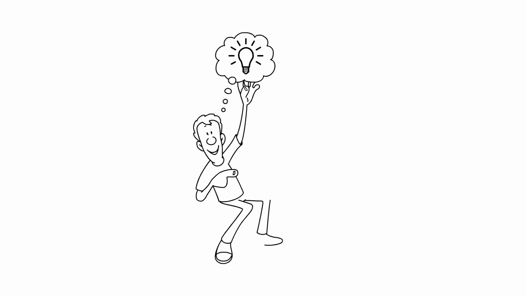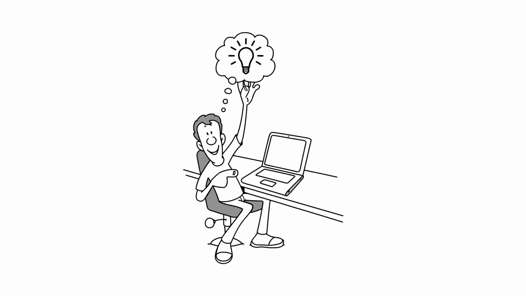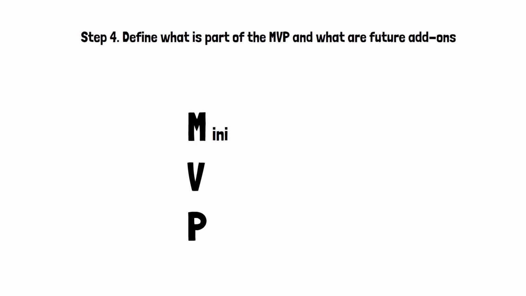When you start working on your projects, it's easy to have millions of ideas to improve them. However, it's super important to keep a good distance between features that are nice to have and those that are essential. Step number 4. Define what is part of the MVP and what are feature add-ons. MVP stands for Minimum Viable Product, the least amount of features your product needs to work.